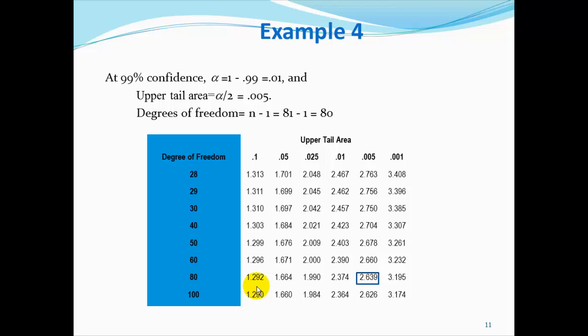So we go to our t-chart and we look up our upper tail area of 0.005, and we go down our degrees of freedom until we get to 80, and they meet up at the t-value 2.639. Therefore, our t alpha over 2 value is 2.639.